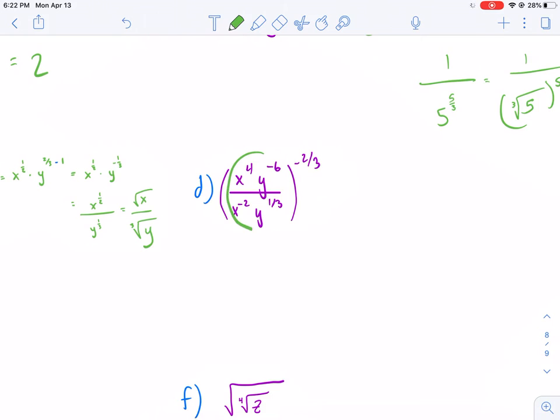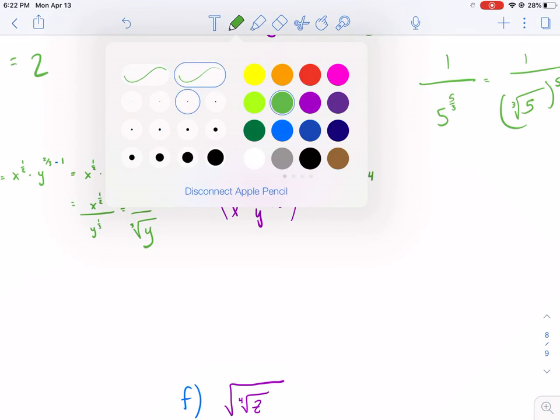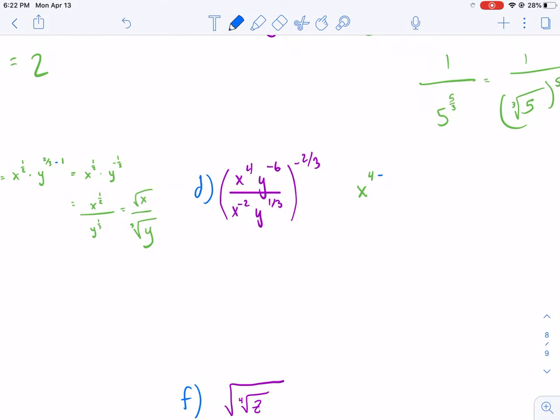So what we're going to do is tackle inside the parentheses first and then raise everything to the negative 2 over 3 power. With simplifying the x's, I have x to the 4, and I'm going to subtract exponents, so minus a negative 2.